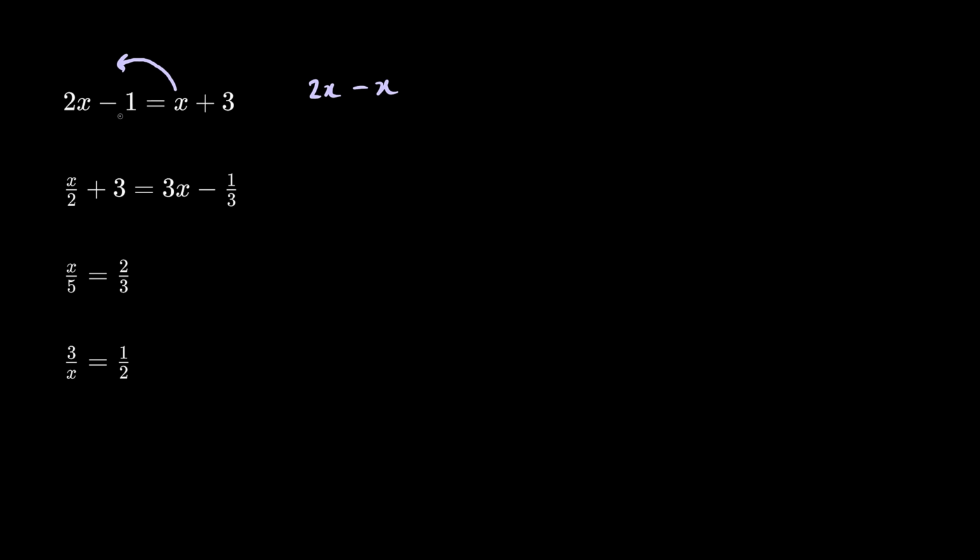And when you take this negative 1 and you throw it over to the other side of this equal sign, the negative 1 becomes a positive 1. So this here is a positive 3, and the negative 1 becomes a positive 1. So 2x minus x is simply 1x, or just x, and 3 plus 1 is 4. So we solved x. The answer is 4.